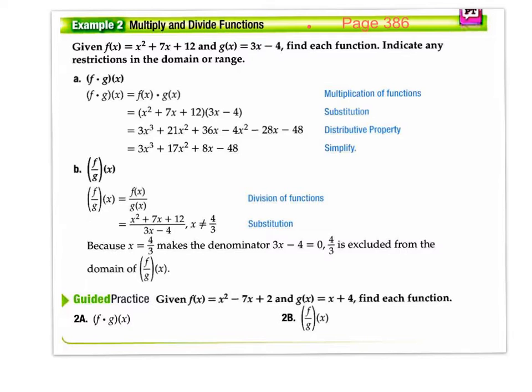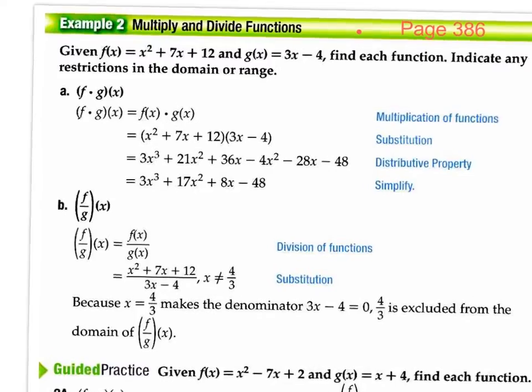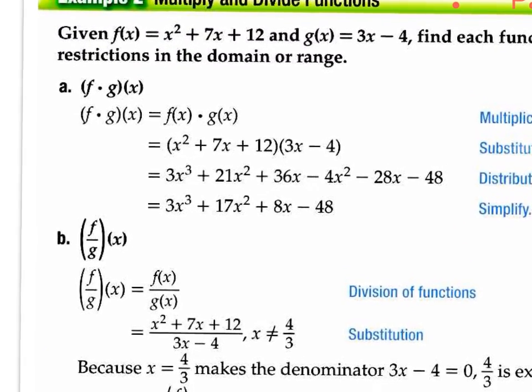This is page 386, and pretty much we've already covered adding and subtracting functions. Moving on to example 2, where we're multiplying and dividing functions. And right here they give us an f of x function and a g of x function. You can see it right here and here, okay? And they're asking us to do f dot g of x, f times g of x. So remember, this notation is really just f of x times g of x.